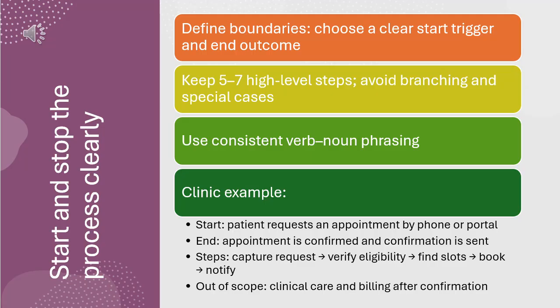For our clinic example, set these boundaries. Start: patient requests an appointment by phone or portal. End: appointment is confirmed and confirmation is sent. Steps: capture request, verify eligibility, find slots, book, and notify. Out of scope: clinical care and billing after confirmation.